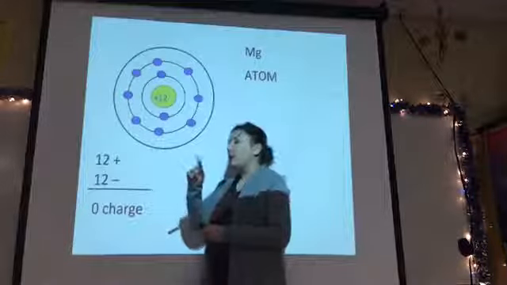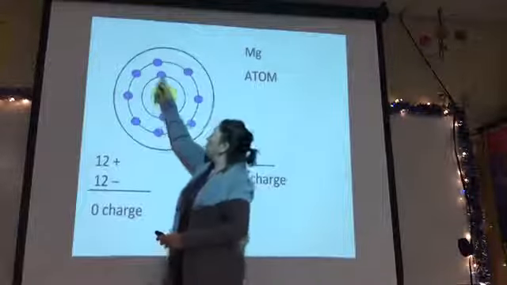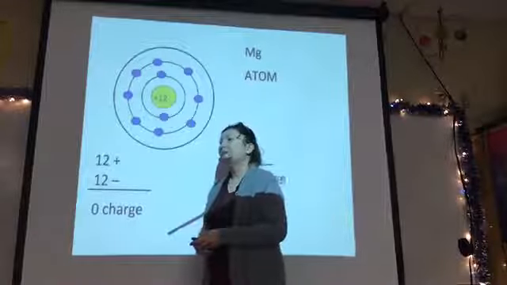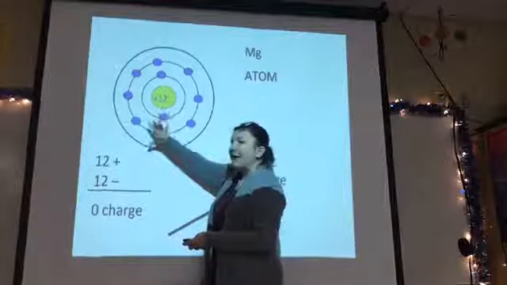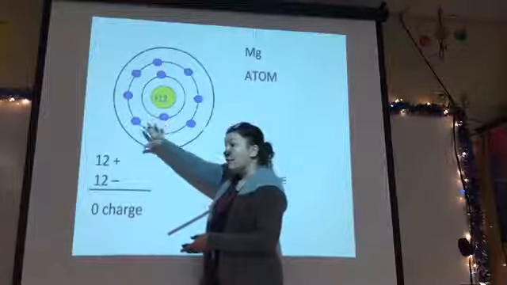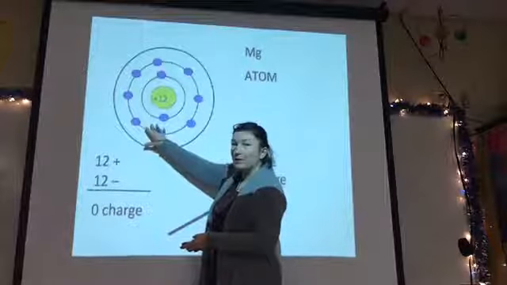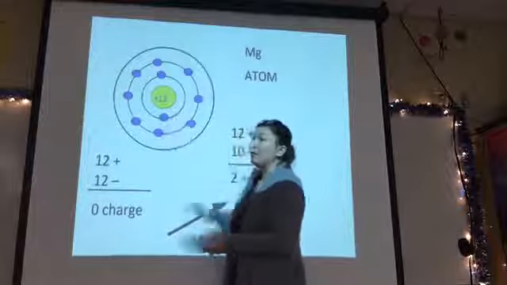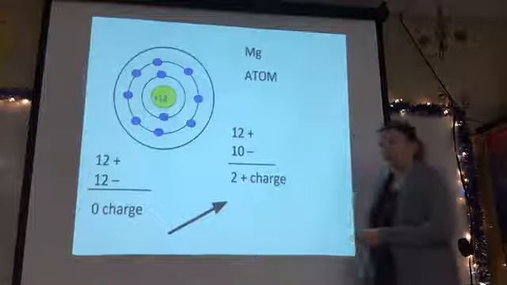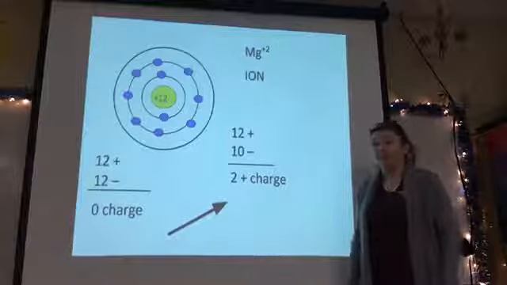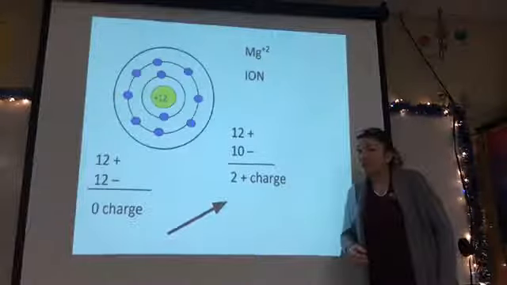What noble gas has 1, 2, 3, 4, 5, 6, 7, 8, 9, 10 electrons? Neon. Magnesium now has the electron configuration of neon. It looks like neon from the outside, but is it really neon? No, it's a poser. It's just magnesium wearing the coat of neon. Okay? So now it's a magnesium +2 ion. Does that make sense?